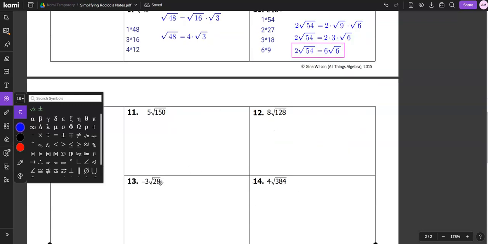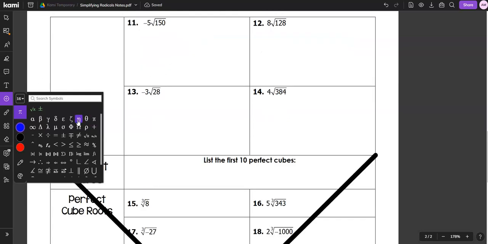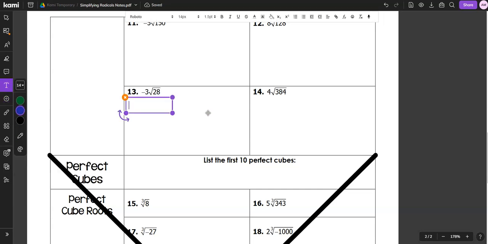Actually, let's go ahead and do one more because I want to deal with the negative number. So let's do number 13, just so we have the negative. It's going to work very similar, but I want to keep this one short. We're going to factor 28. That's 1 times 28, 4 times 7. Okay, so our highest perfect square is 4.